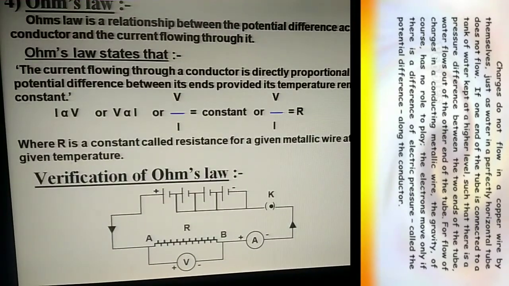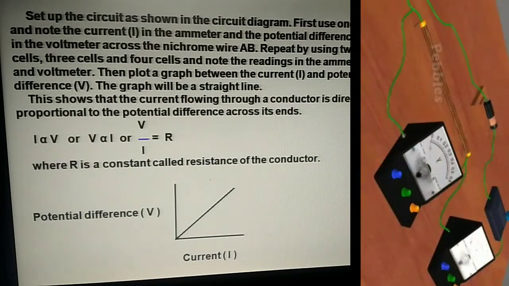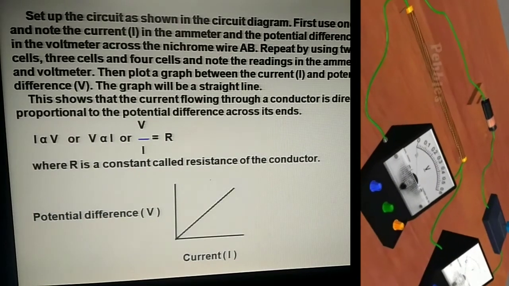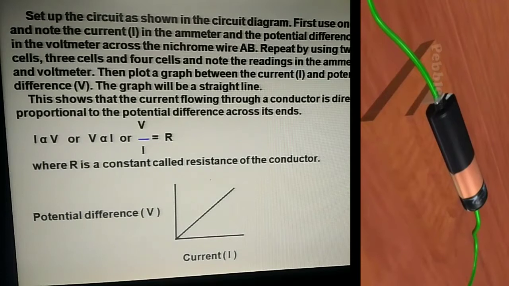For verifying Ohm's law, set up the circuit diagram like this, and first use one cell and note the current I in the ammeter and the potential difference V in the voltmeter across the nichrome wire AB. Repeat by using 2 cells, then 3 cells, and then 4 cells, and note the readings of the ammeter and voltmeter in all the cases respectively.